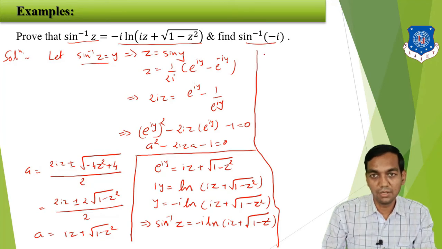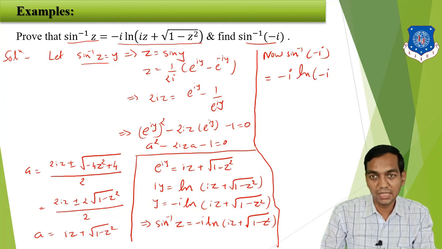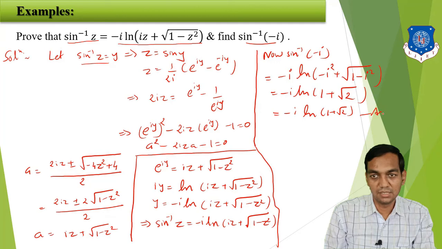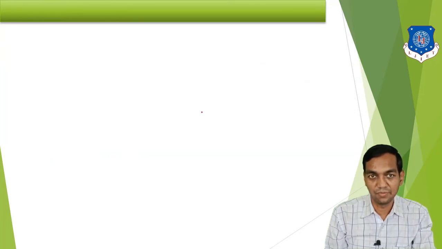Now you have to find sine inverse of minus i. So z is equal to minus i, put it here, and that will give log of (minus i square plus under root of 1 minus i square). Correct? But minus i square is 1, and here it is minus minus plus 1, so this will be under root of 2. So this is the answer, minus i log of (1 plus root 2), and this one is the answer of sine inverse of minus i.